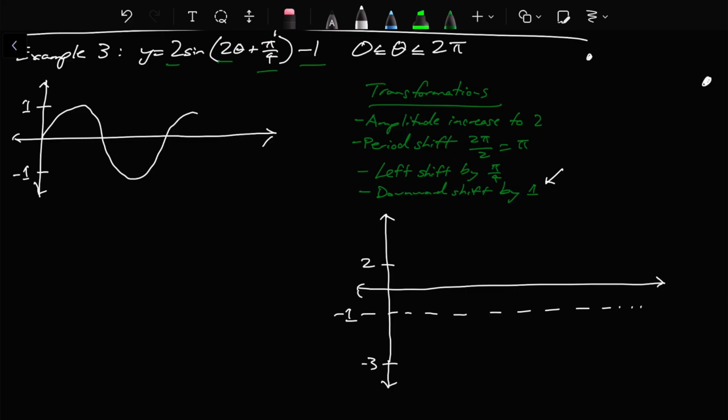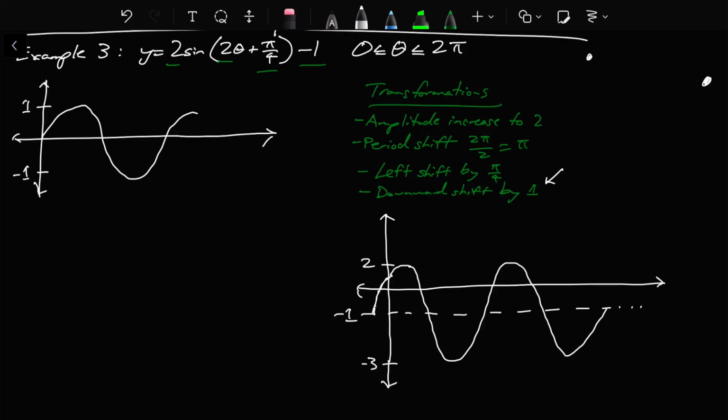We know that the period shift means it's going to get compressed inwards, and the left shift by pi on 4 means it's going to do something slightly like this. Okay. It's going to do something like this.